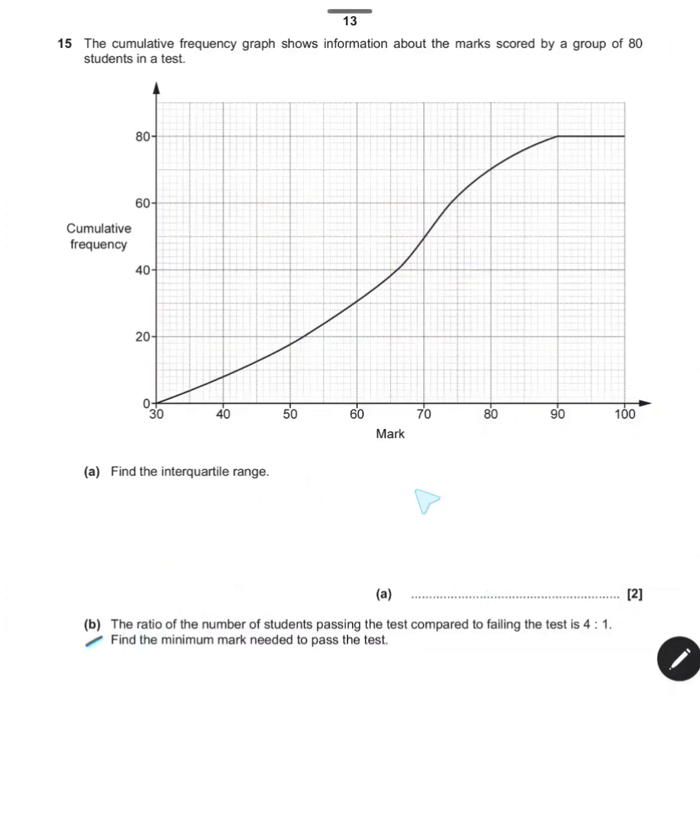Part B, and I've just cleared the graph so we've got a bit more space to work. It says the ratio of numbers of students who pass to fail is 4 to 1. And what we've got straight away is a ratio which has got 5 parts to it.